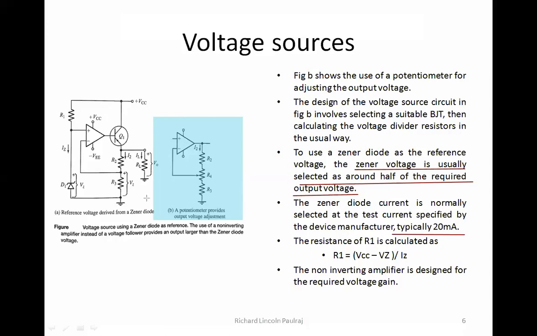So how do I calculate this resistance R1? The resistance R1 is calculated as VCC minus VZ. VCC, probably, we are giving about 9 volts or 18 volts, depends on our design, minus half of output, that is VZ, divided by IZ. So the current which is actually passing through the diode can be substituted as 20 milliamps. Okay, fine. The non-inverting amplifier is designed for the required voltage gain.